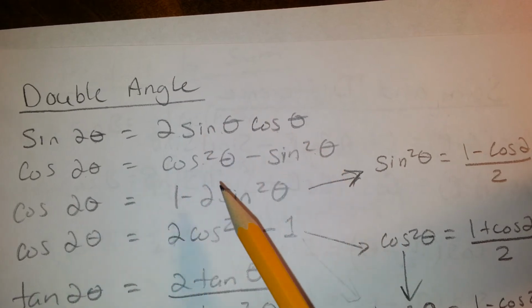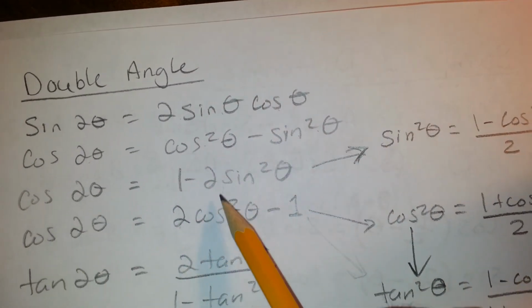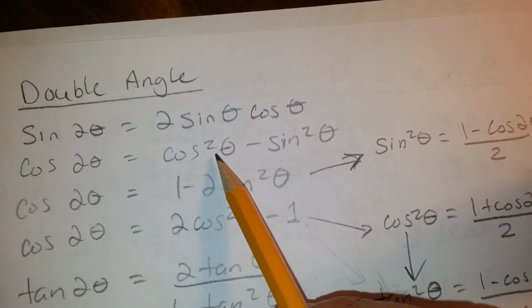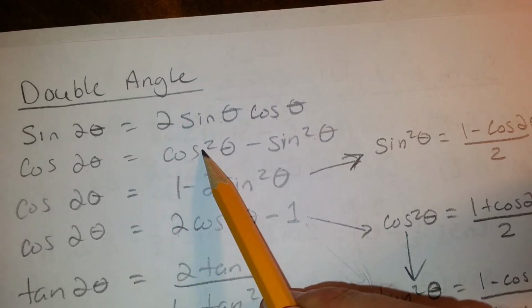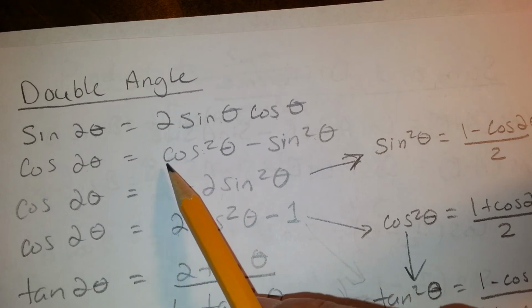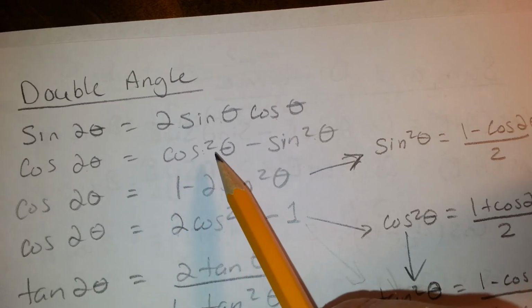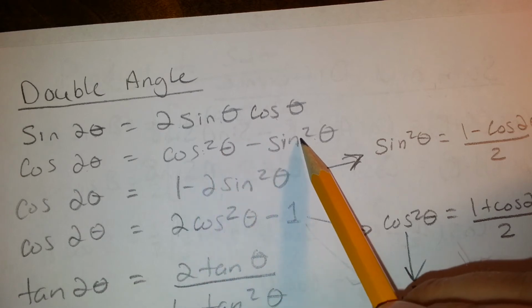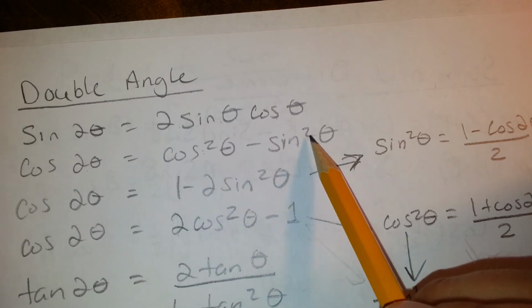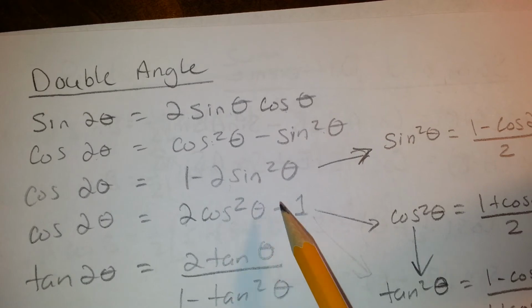And notice we got these two other formulas we didn't really use, but they came off of this. If I substituted cosine squared with 1 minus sine squared theta, I would get 1 minus 2 sine squared theta. If I substituted sine squared with 1 minus cosine squared theta, I would get 2 cosine squared theta minus 1.